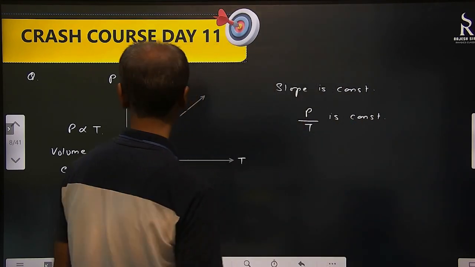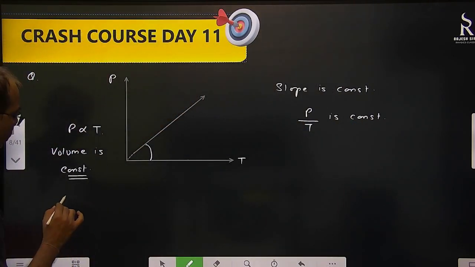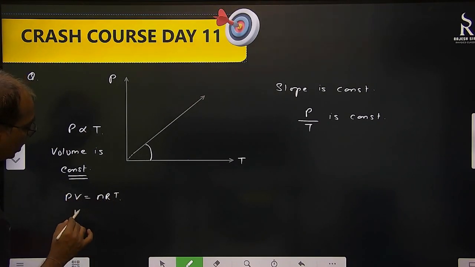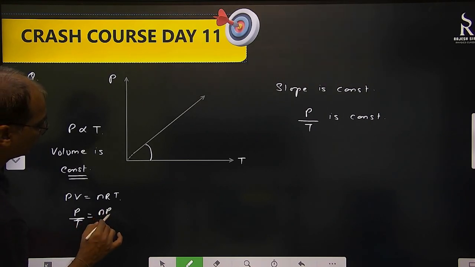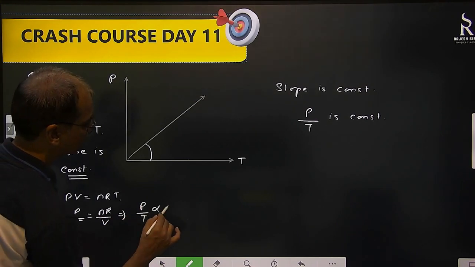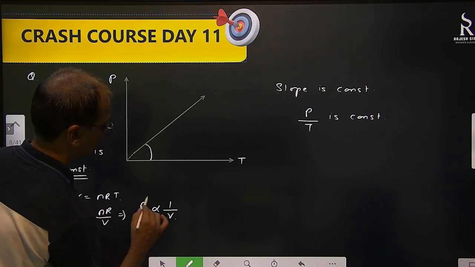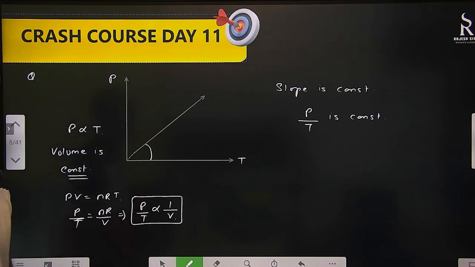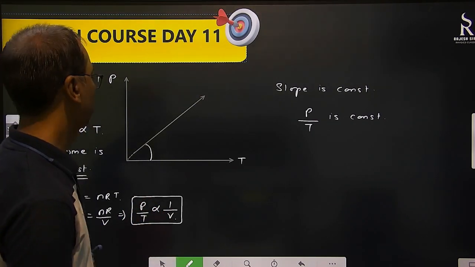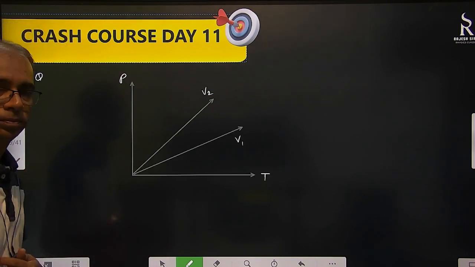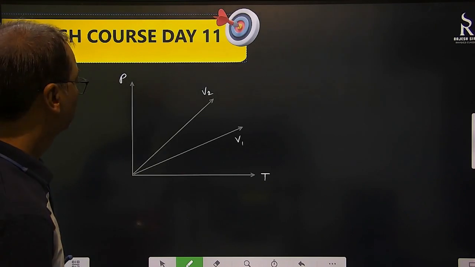So P by T means what? We know that PV is equal to nRT. So P by T is equal to nR by V. That means P by T is inversely proportional to volume. Let's see in the next question whether we have the same thing or something different. Yeah, similar question. So which one is greater?